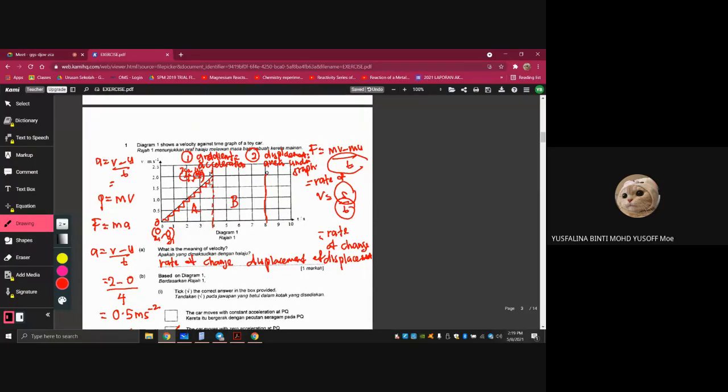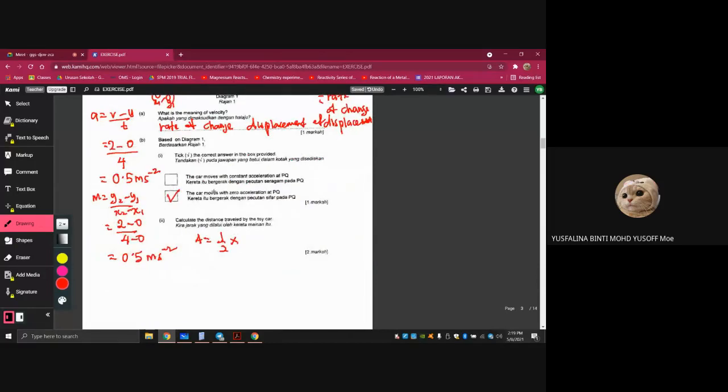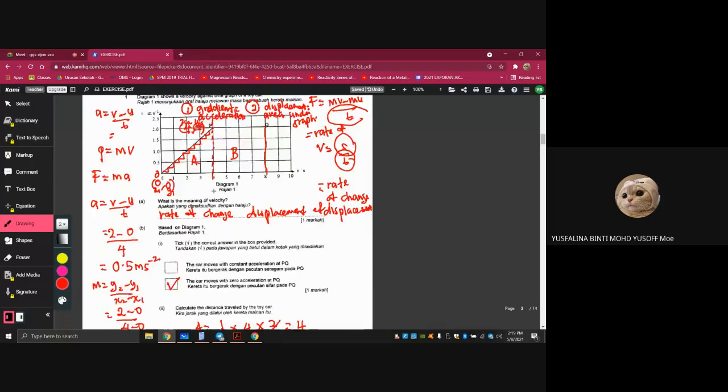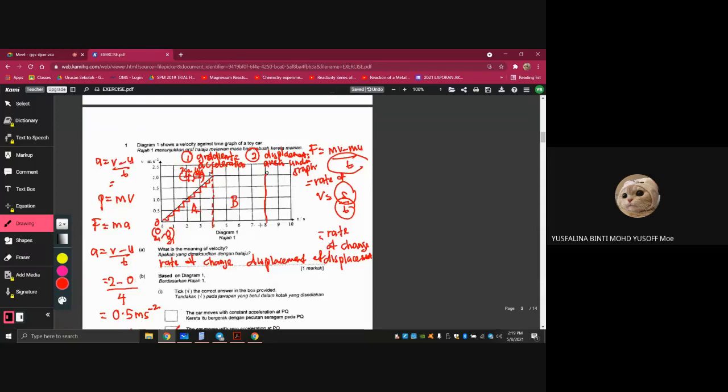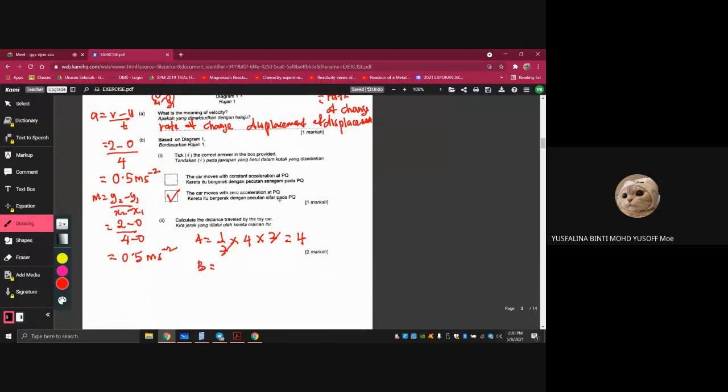And the height is 2. So half times 4 times 2. Okay, so you will get 4. Okay, for B, the rectangle is 8 minus 4. So this one you will get 4. Okay, and this side the height is 2. So 4 times 2. So you will get 8.